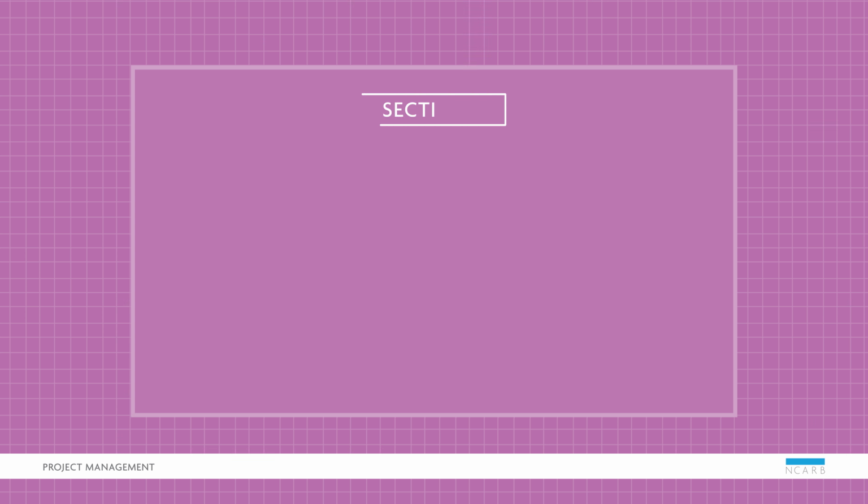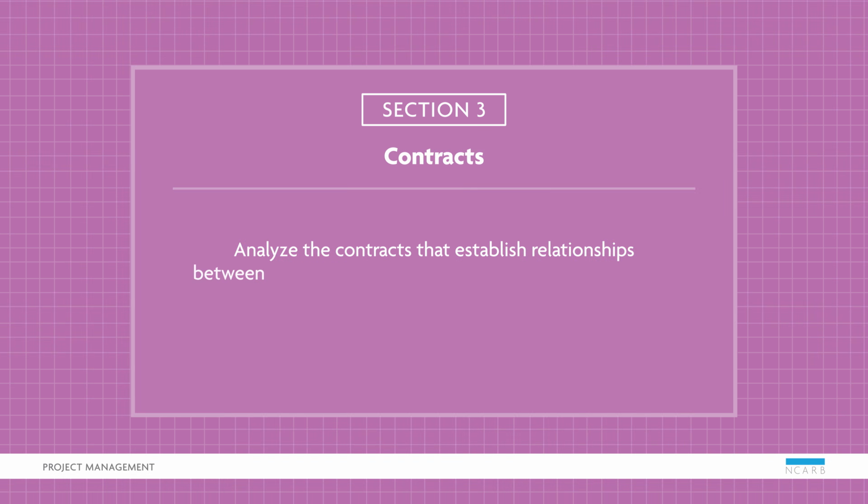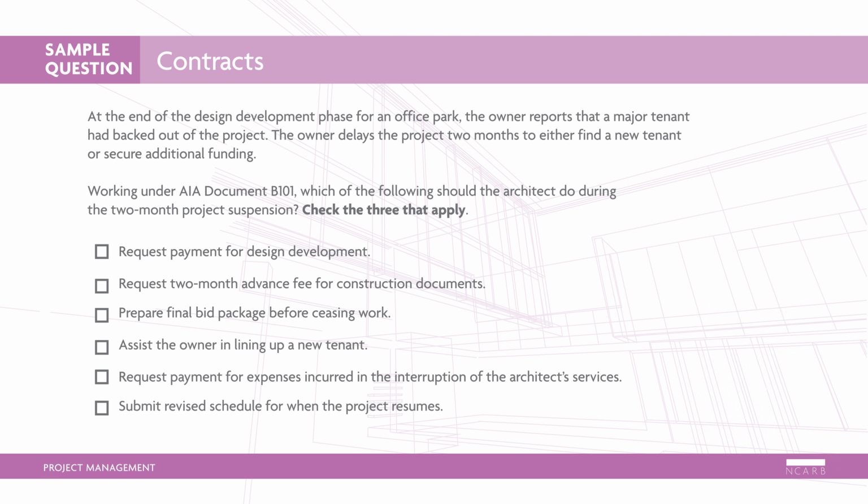In the contracts section, you will analyze the contracts that establish relationships between the architect, owner, contractors, and consultants. Let's look at a sample question. At the end of the design development phase for an office park, the owner reports that a major tenant had backed out of the project. The owner delays the project 2 months to either find a new tenant or secure additional funding. Working under AIA document B101, which of the following should the architect do during the 2-month project suspension? Check the 3 that apply.